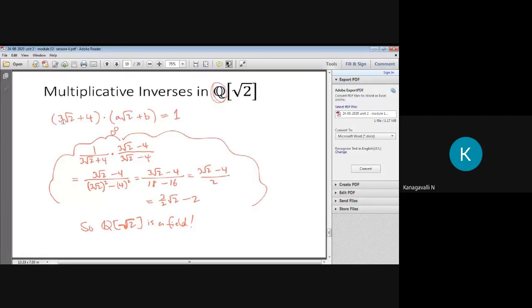Just take the term to the right side. So 1 divided by 3 root 2 plus 4. So we need to calculate this part, a root 2 plus b. So what is that? 1 by 3 root 2 plus 4 into, we take the conjugate term, right? So the negative term, 3 root 2 minus 4 divided by 3 root 2 minus 4. You just take the multiplication a plus b into a minus b, so a square minus b square, and the numerator is 3 root 2 minus 4, right? So in your denominator part, 3 square is 9, root 2 squared is 2, so 9 into 2, 18, minus 4 square is 16. 18 minus 16 is 2. 3 root 2 minus 4 divided by 2.